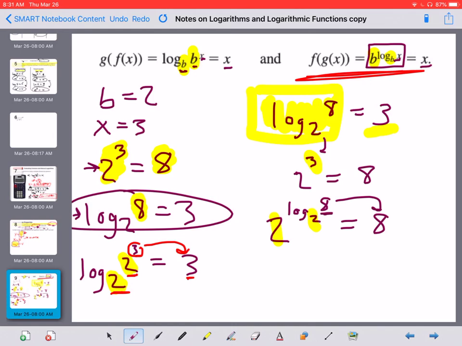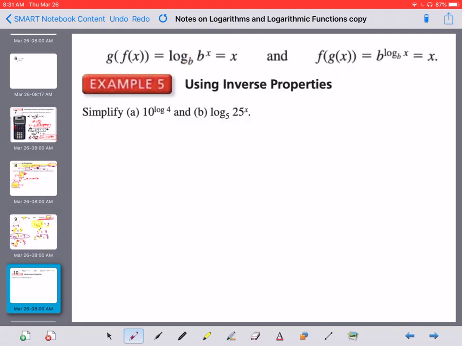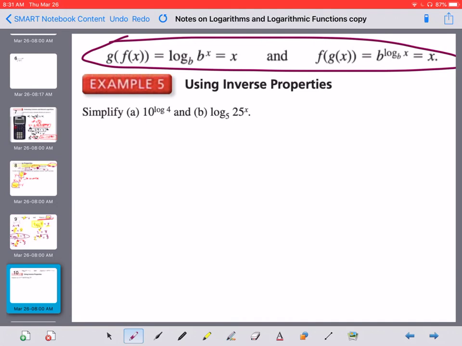Okay, so let's go on to the next page, and let's actually go ahead and calculate these values. And it may look complicated, but remember, we got these little helpful hints at the top.